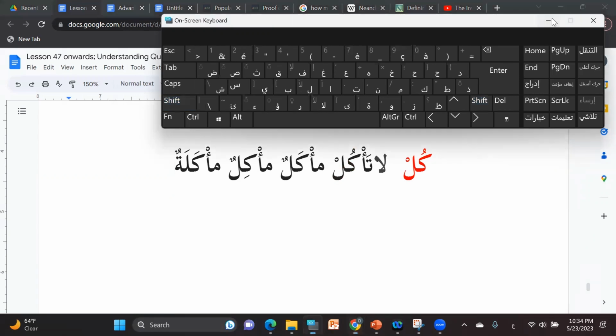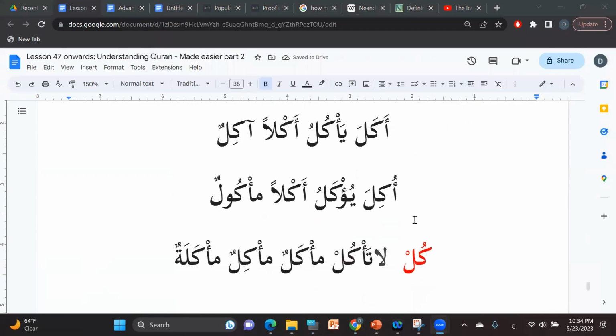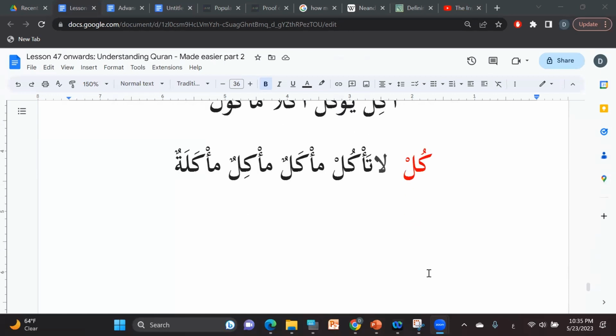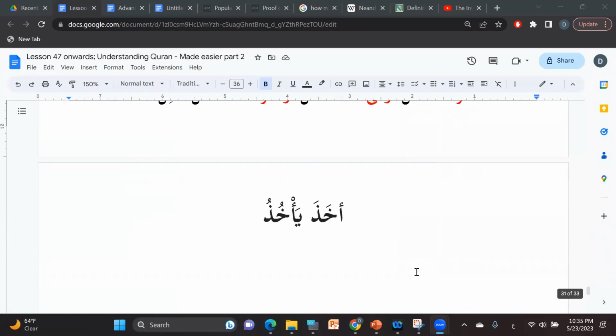Okay. So far, so good. So here is your Sarf Saghir for Mahmoozul Fa in Sulasi Mujjarad. And because Akala Yakulu is from the Nasra family, this is the Nasra family. In Sulasi Mujjarad, you just saw one irregularity, which is in the commanding fail. Okay. Now let's go to the next one.